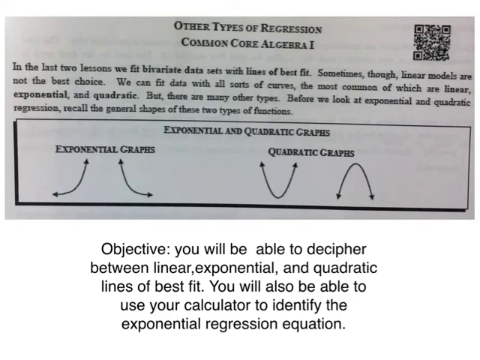This is Mr. Payne bringing you Unit 10, Lesson 8, Other Types of Regression, Common Core Algebra Number 1. In the last two lessons, we fit bivariate data sets with lines of best fit. One of the keys I want you to remember there is that we're talking about the lines of best fit.